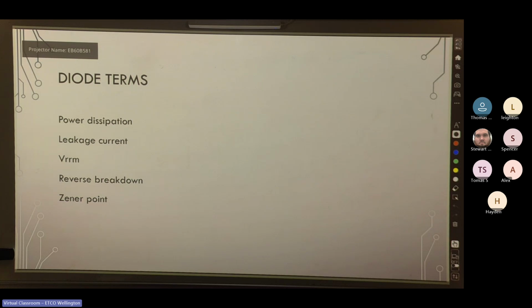Reverse breakdown is when reverse voltage is too high, causing a breakdown of the PN junction. Once this occurs, an avalanche effect results in current flow rapidly increasing until full reverse current is reached. So basically, reverse breakdown is the point at which it will break down and allow current to flow freely in reverse. The Zener point, so the reverse voltage drop of a Zener diode, is usually set by the manufacturer. So those are just some terms to be aware of.